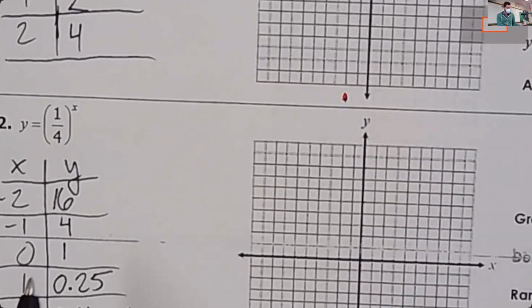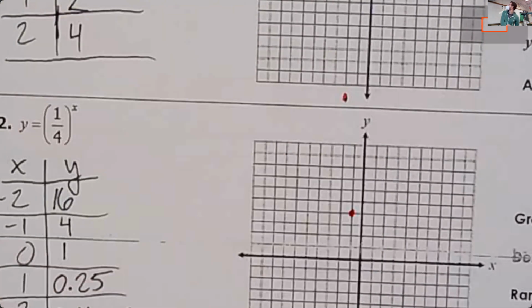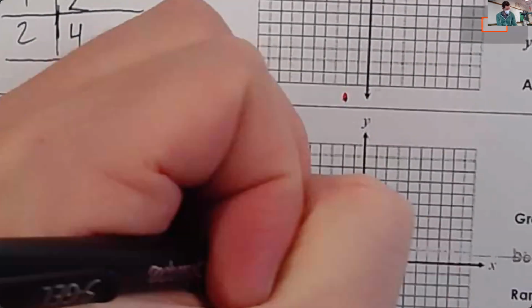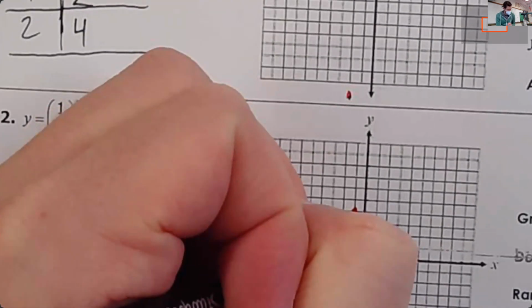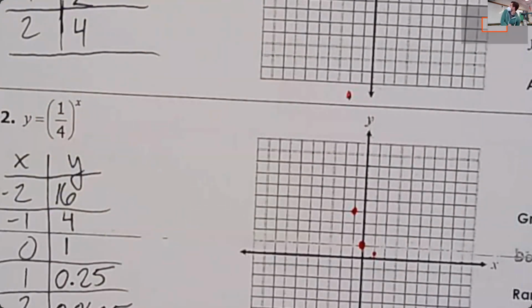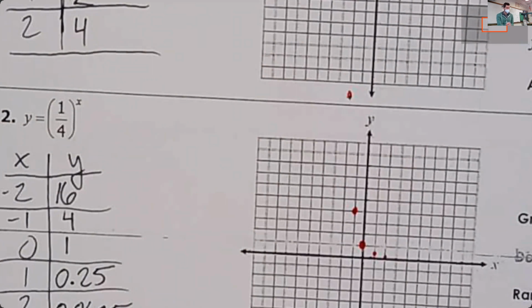And then we've got -1, 4, so -1, and then 1, 2, 3, up 4 right there. And then we have the point 0, 1 right here. And then 1.25, so that's going to be, again, pretty close to the y-axis on that one. And then 0.0625, that's essentially on the x-axis at that point.